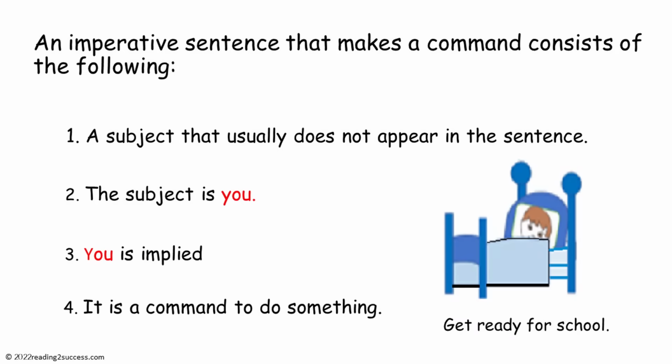Before completing the 2 sentences with kids, review that an imperative sentence that makes a command consists of the following: 1, a subject that usually does not appear in the sentence. 2, the subject is you. 3, you is implied. And 4, it is a command to do something.